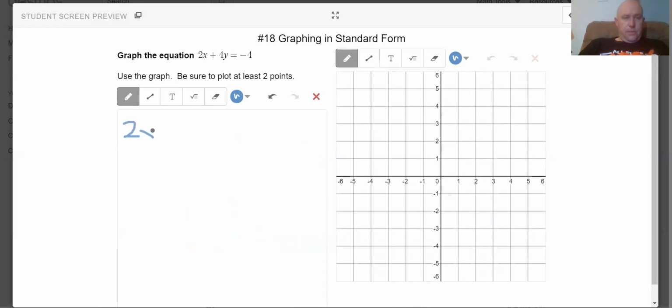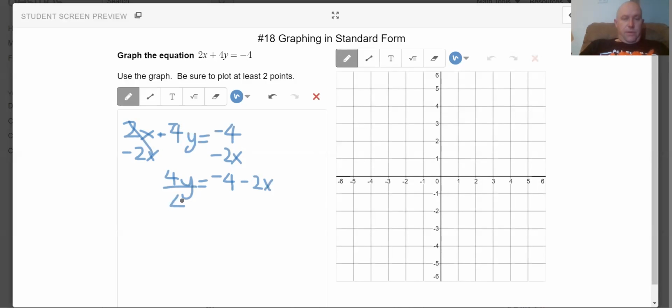So 2x plus 4y, oops, I put the wrong question there, equals -4. So I'm going to try and make it say y equals. So I'm going to need to bring my x's to the other side. So instead of positive 2x, I'm going to do -2x. That cancels. 4y equals -4 minus 2x. Remember, it's not -6x. These are not like terms.